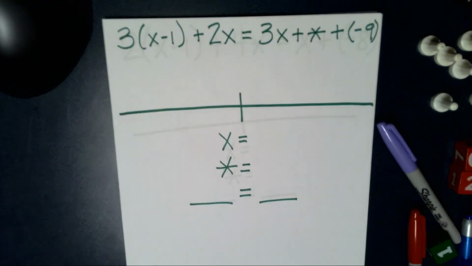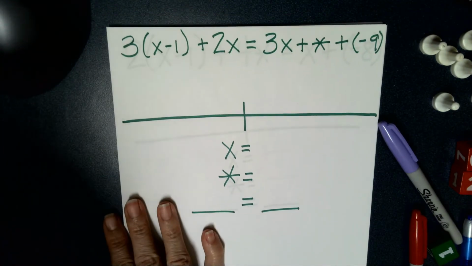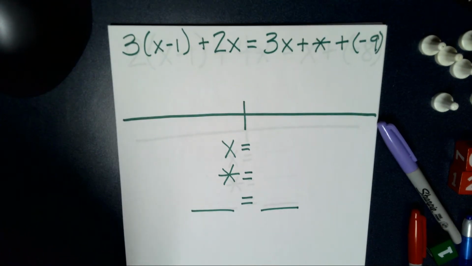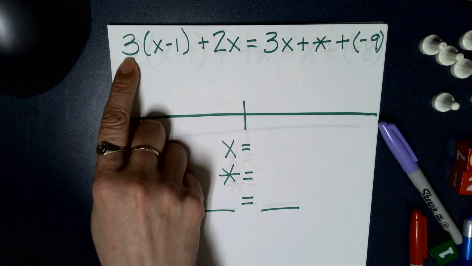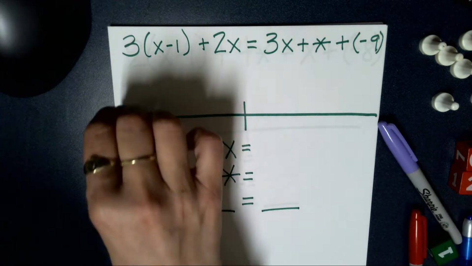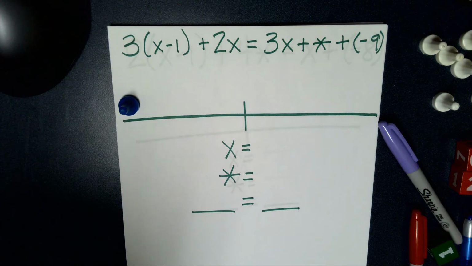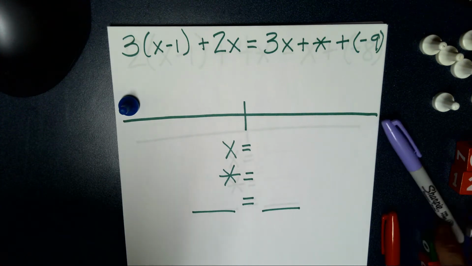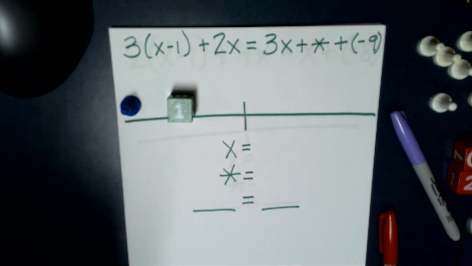This one's a little bit more difficult because we have a bigger set. So I'm going to show you something that might help you when you have these bigger sets and you only have 4 cubes of each color. The 3 out front tells us that we have 3 sets of x minus 1. X's are pawns, so we're going to put on a pawn and minus a 1. Well, I don't have a 1 to take off, so I'm going to put on a 0 pair. And that allows me to remove my 1.